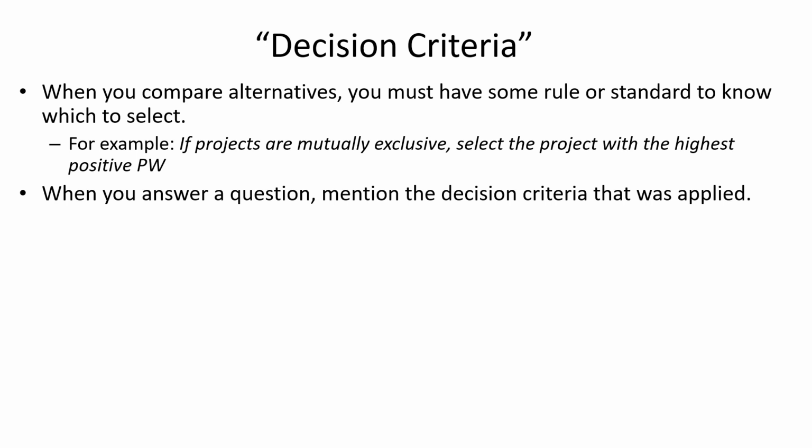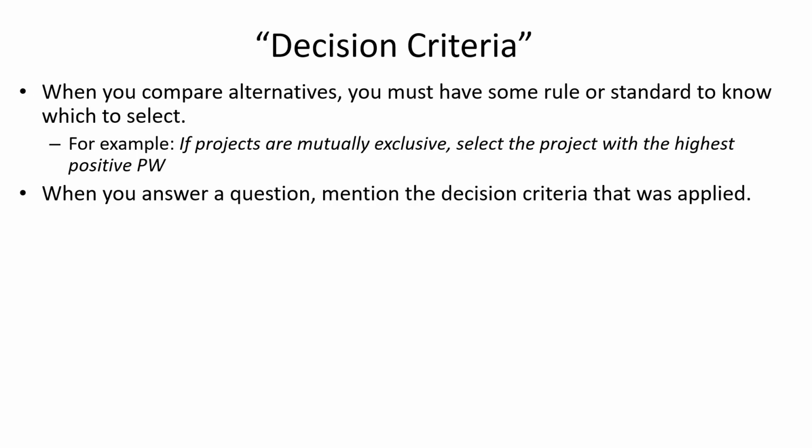So this phrase, decision criteria, I emphasized in class on Wednesday, and I'll revisit that again with just the reminder that when you compare options, you can buy this equipment or that equipment. You have to have some rule that tells you which of the alternatives to select. So we're doing present worth analysis right now. And the decision criteria for present worth analysis is if projects are mutually exclusive, which means you're only choosing one of the options, then select the project with the higher positive present worth. And so that is the rule that tells you which of the options to choose.